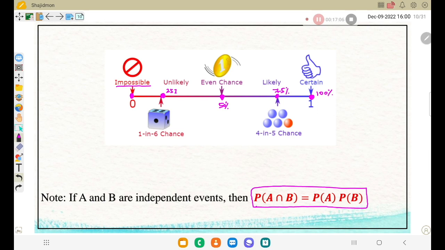Just to note this idea, if A and B are independent events, probability of A intersection B is the same as probability of A multiply probability of B. Together happening is equal to probability of A multiply probability of B, separate happening. So that events are independent, that is the meaning of that one. Probability of A intersection B equals probability of A multiply probability of B.